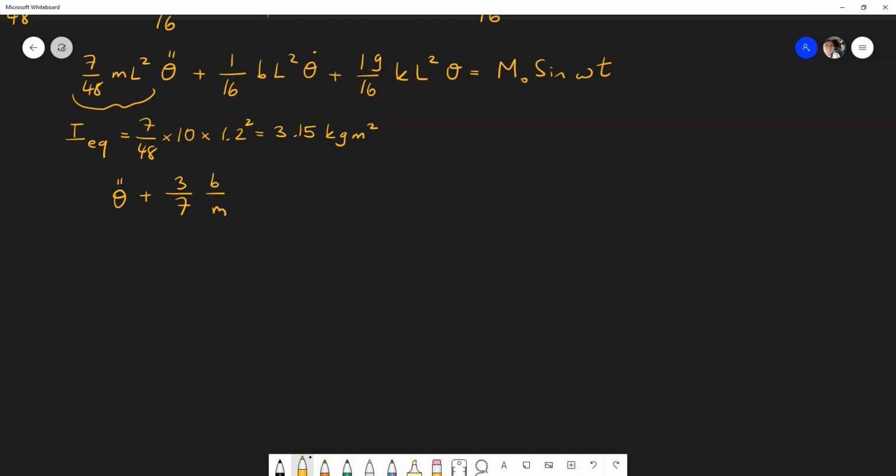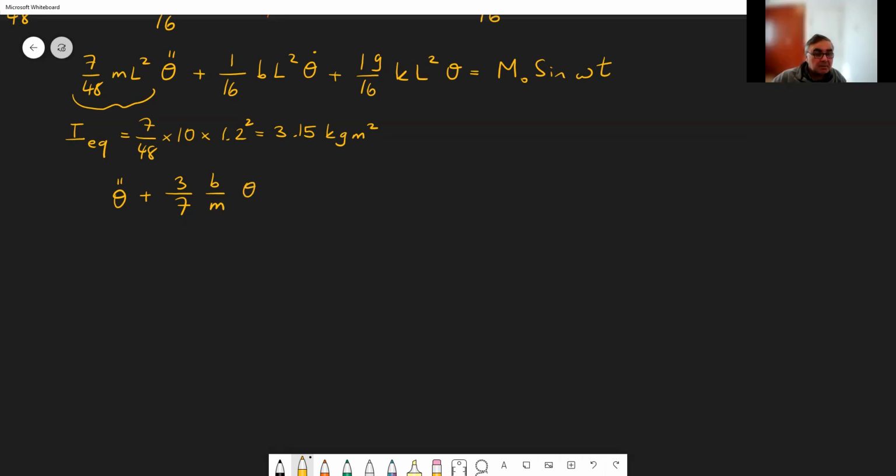You should probably change the 10 to 15 as well, just to avoid that error. What? Probably change the 10 in the I equivalent to 15, because you changed the mass up over there to 15, to erase any error. Thank you.